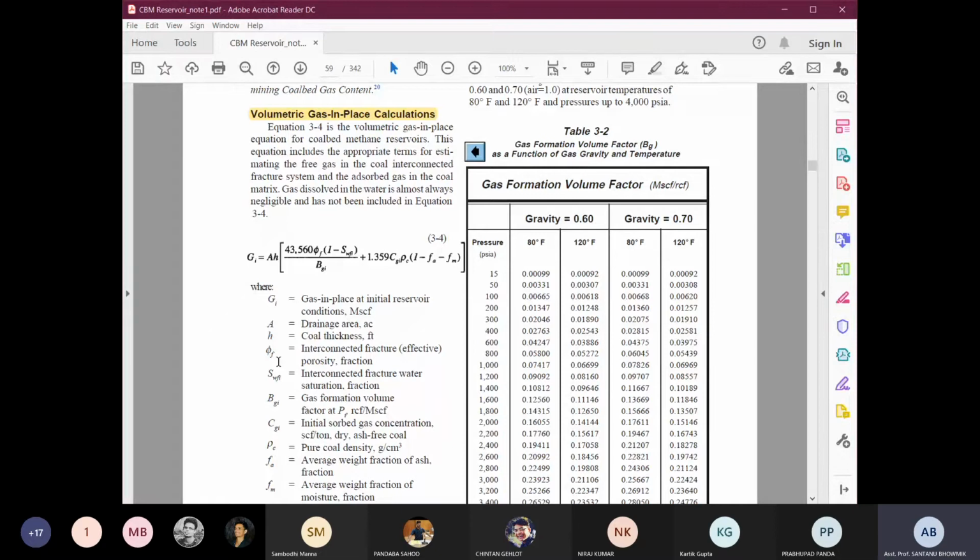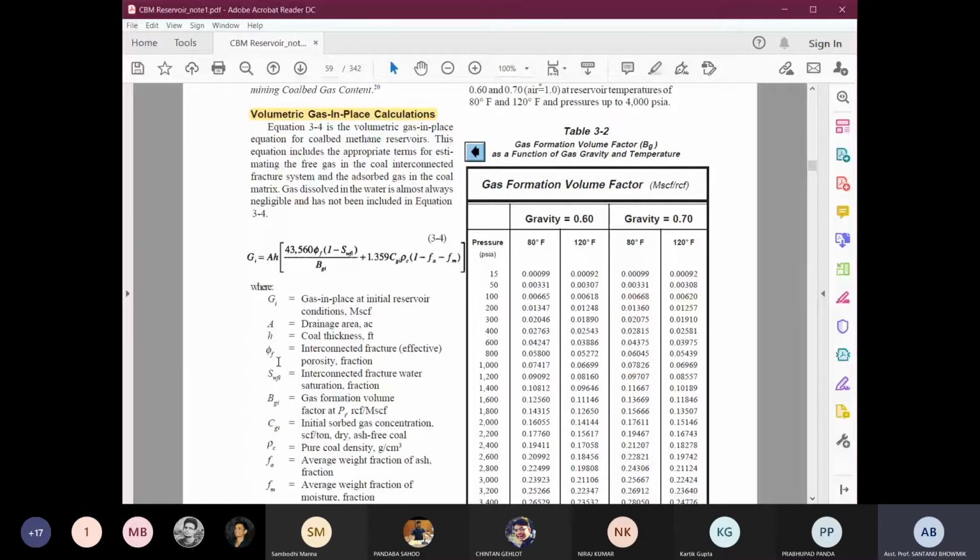Next is the BGI, the gas formation volume. What is the gas formation volume? It means that at some particular pressure, under a particular condition, whatever gas is there, how much of it you are going to recover. That is what the gas formation volume gives.